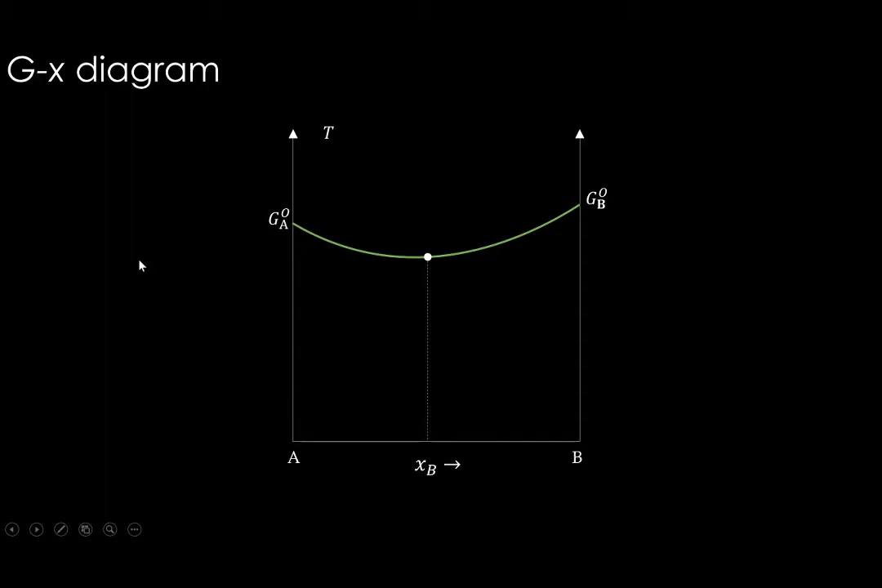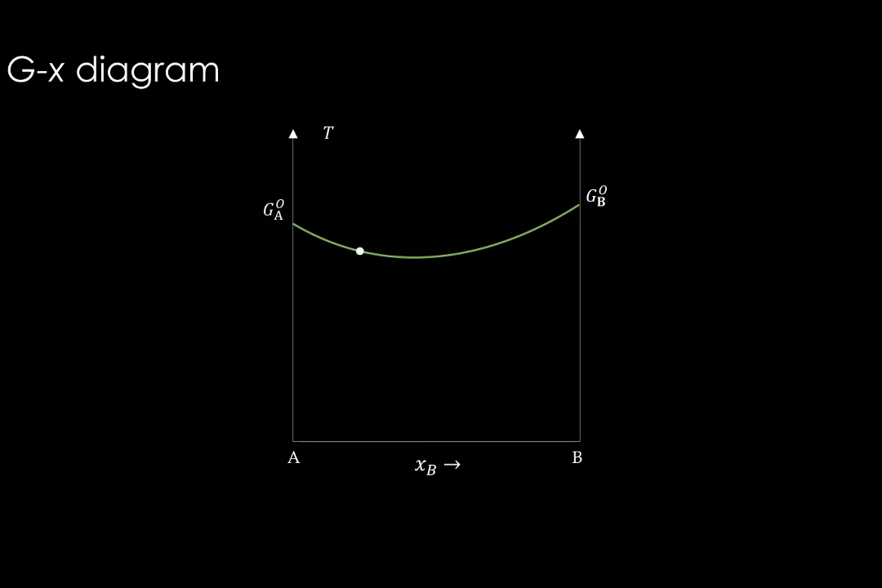So we can get it from Gibbs energies of individual elements. What does this tangent represent? It intersects with this axis and this axis. What are those points? Those are Gibbs energies of A and B in solution. Partial molar Gibbs energy we call it, and it can also be called the chemical potential of A and B.